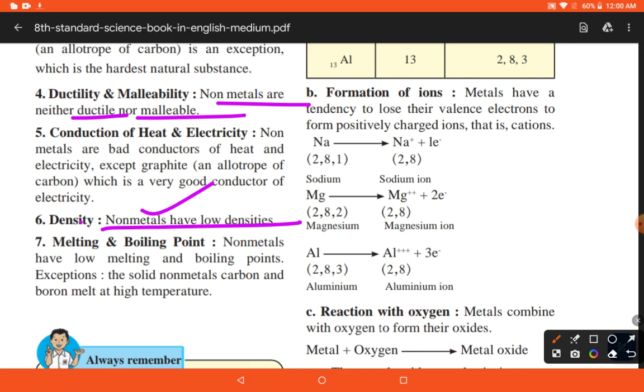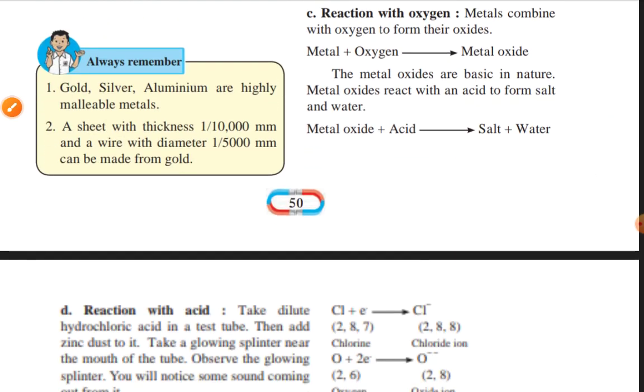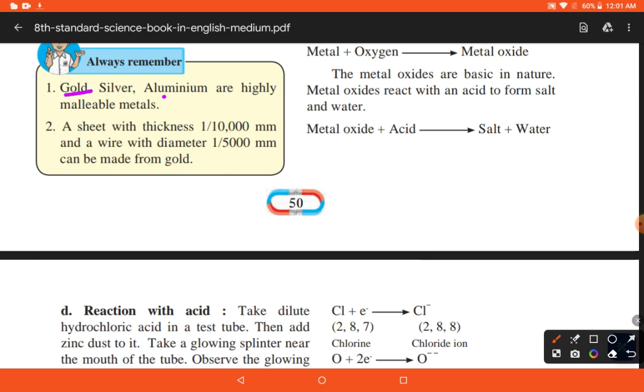Melting and boiling point: generally we see that non-metals have low melting and boiling points. But if I talk about exceptions, we have carbon and boron. Carbon and boron can melt at a high temperature. Now some points to remember. Gold, silver, aluminium are highly malleable. Gold is the most malleable and also the most ductile.